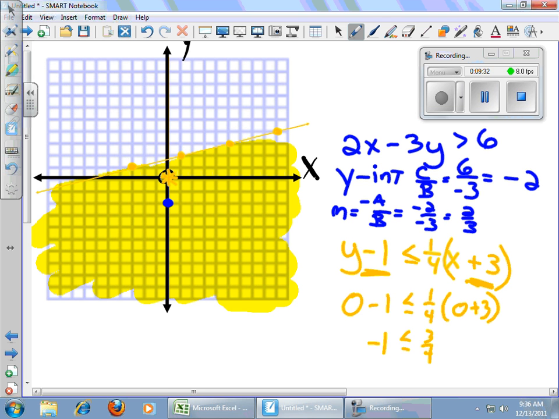So I will rise 2, run 1, 2, 3. Rise 2, run 1, 2, 3. Okay, I'll go down 2, back 1, 2, 3.